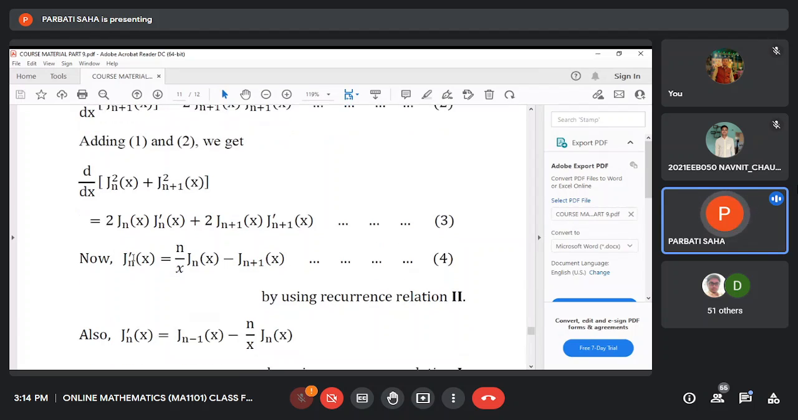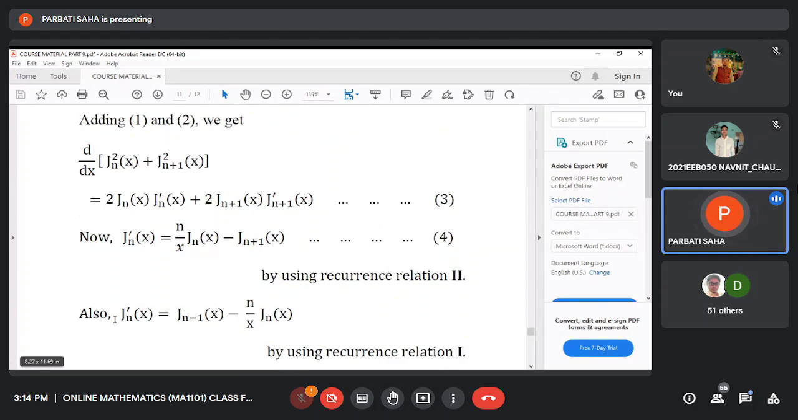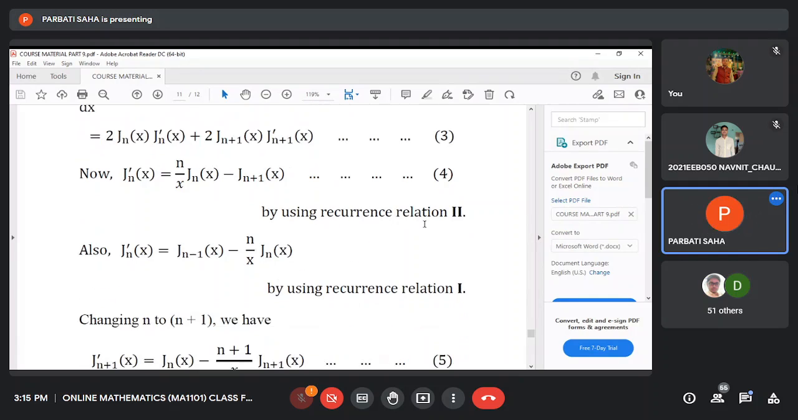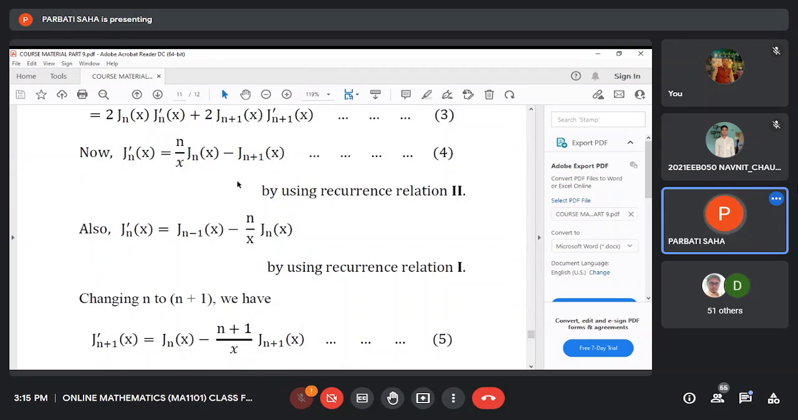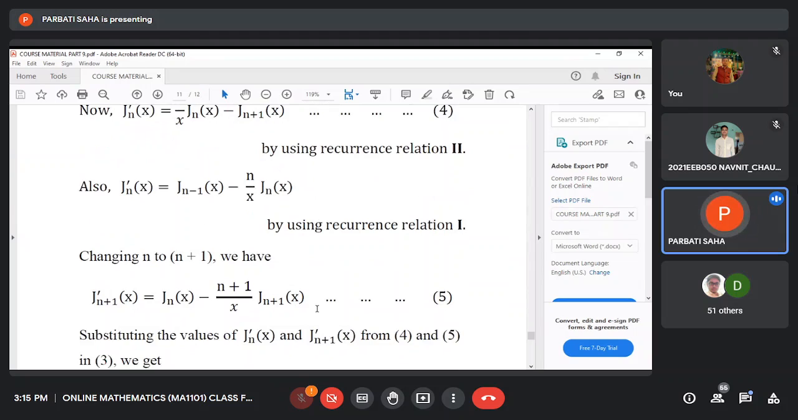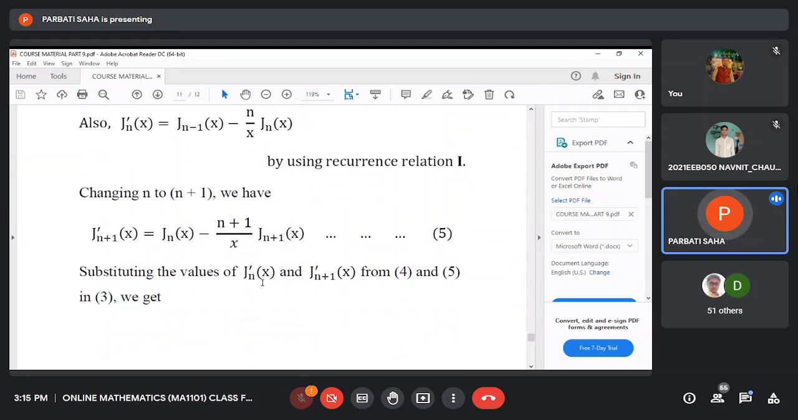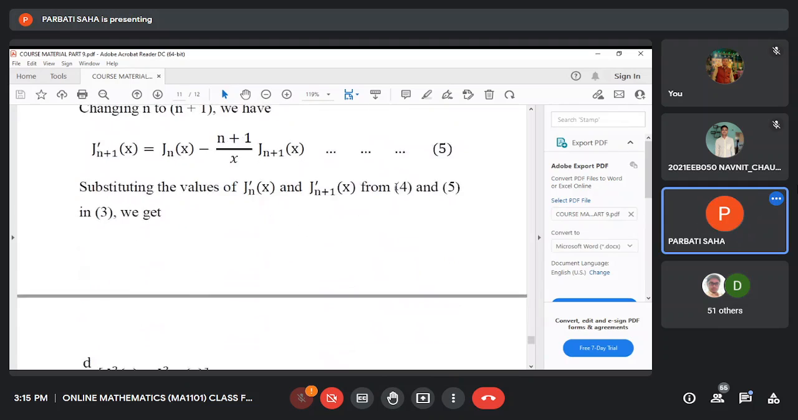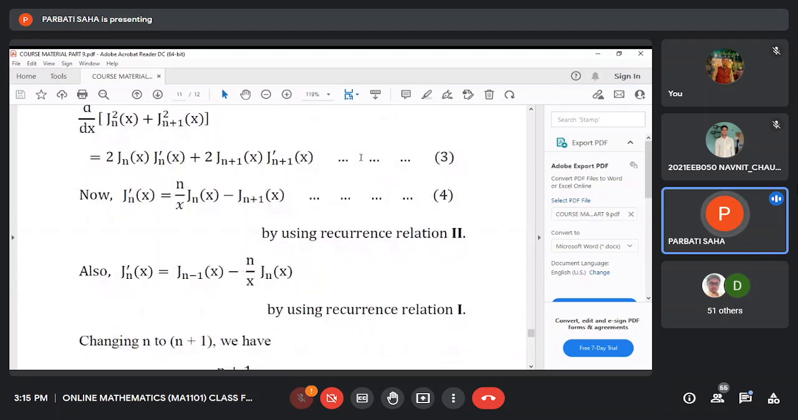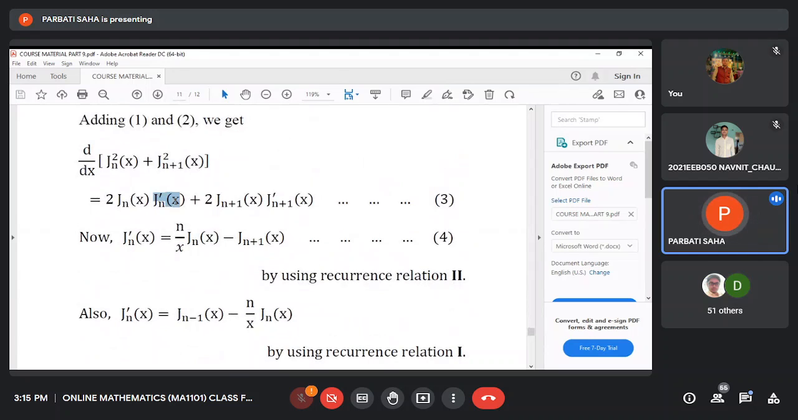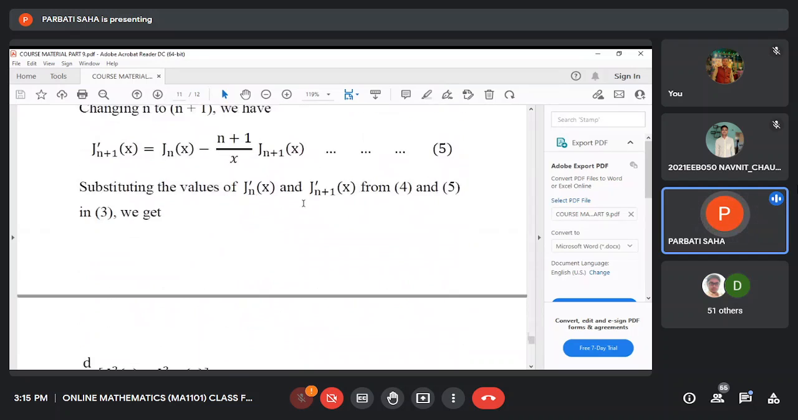Already we have proved that Jn dash x equals this by using recurrence relation 2, and also Jn dash x equals this by using recurrence relation 1. Actually, we have proved so many relations. From relation 1 we can write this, from relation 2 we can write this, and changing n to n plus 1, we have obtained this. And substituting the values of Jn dash x and Jn plus 1 dash x from 4 and 5 in 3, we use these values obtained from 4 and 5.